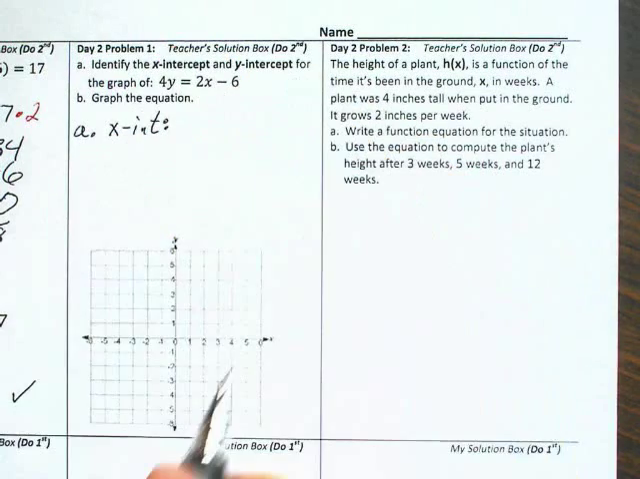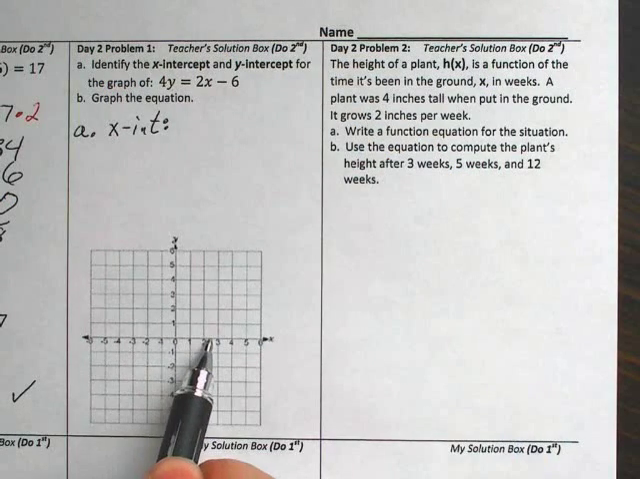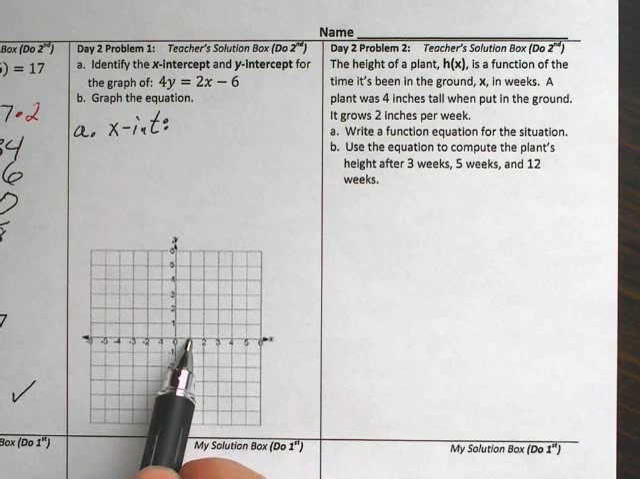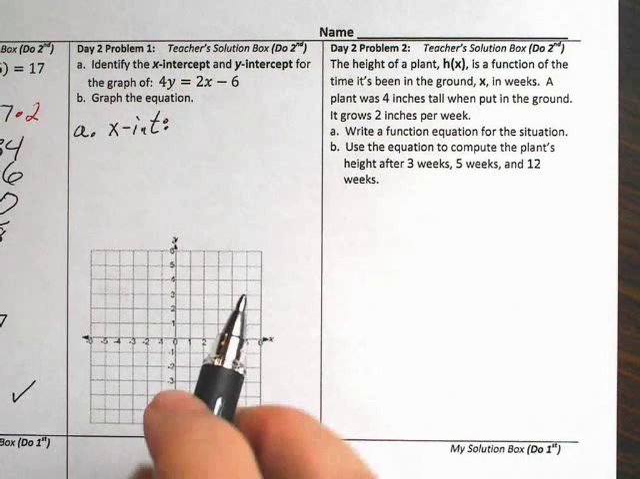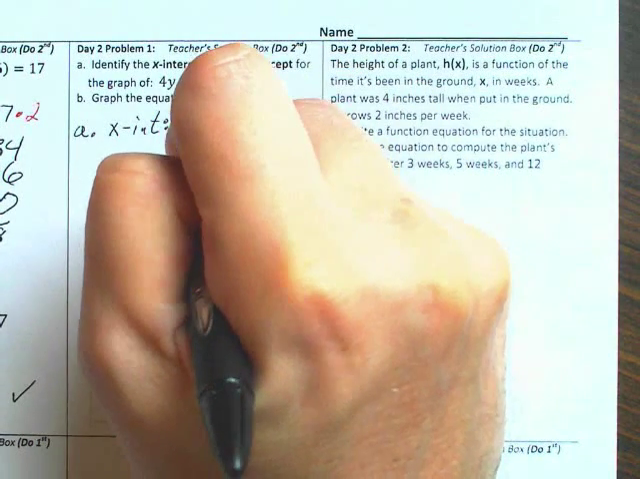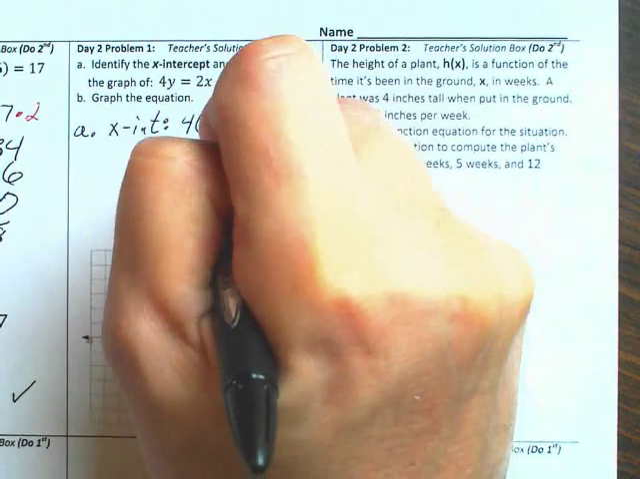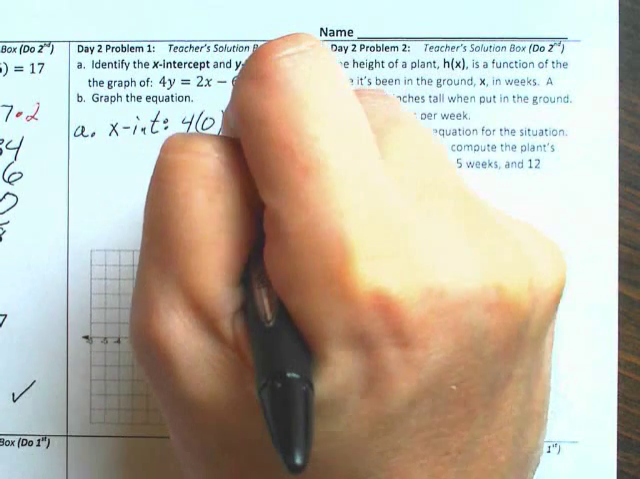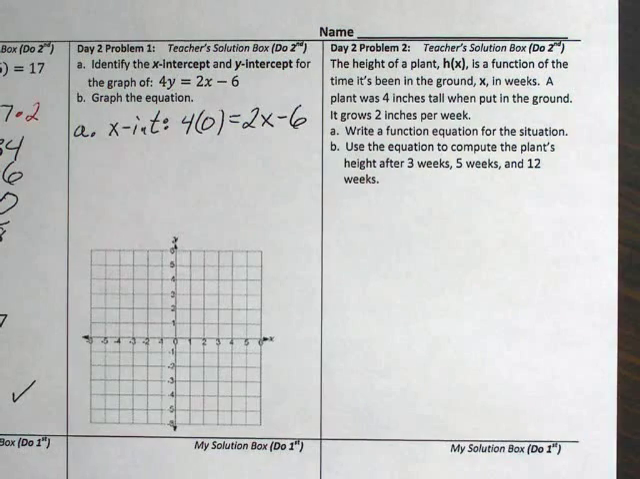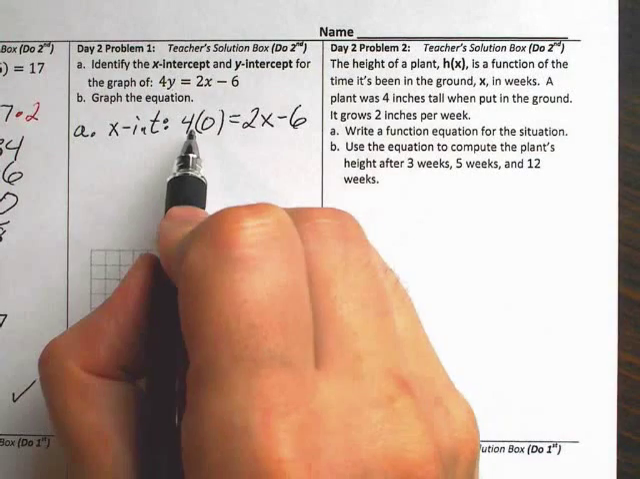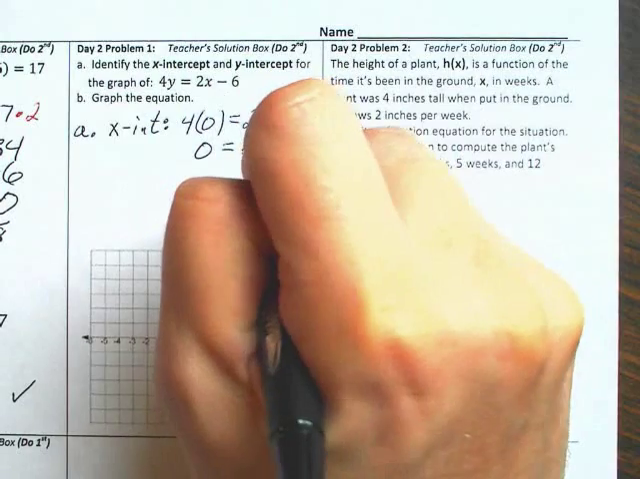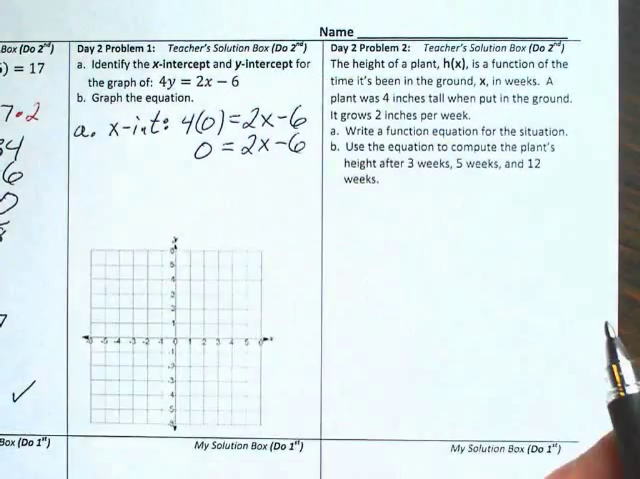The x-intercept is a dot on the x-axis. And because it is on the x-axis, its y-coordinate is 0. And so we can find the x-intercept by substituting 0 for the letter y. That will create an equation that still has the variable x in it, but no longer has the variable y. 4 times 0 is 0, and that's equal to 2x minus 6.